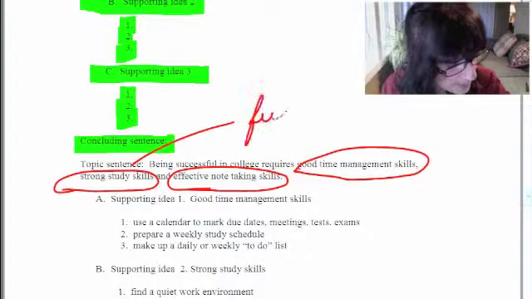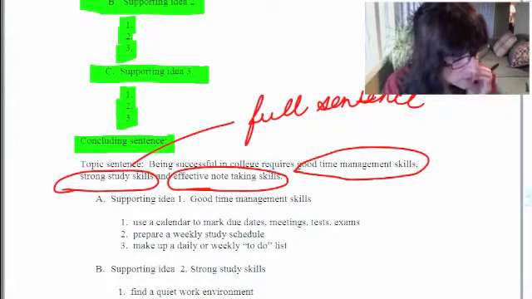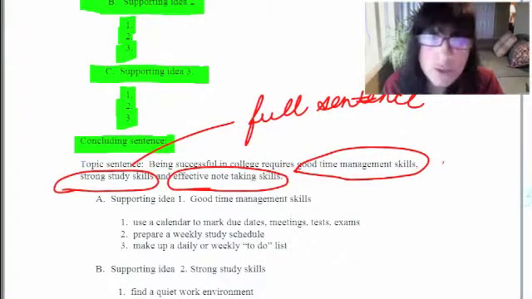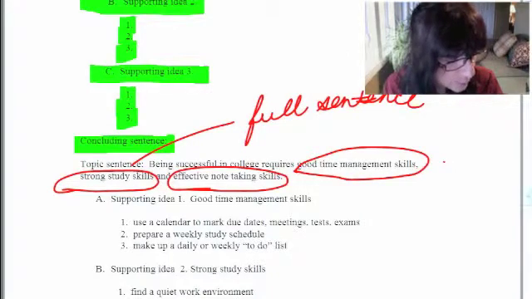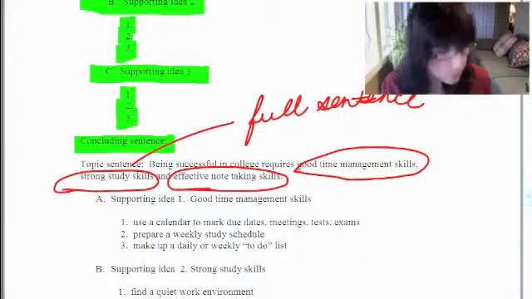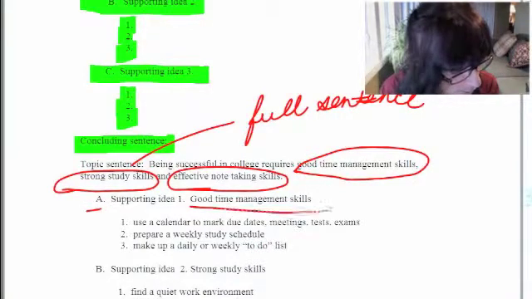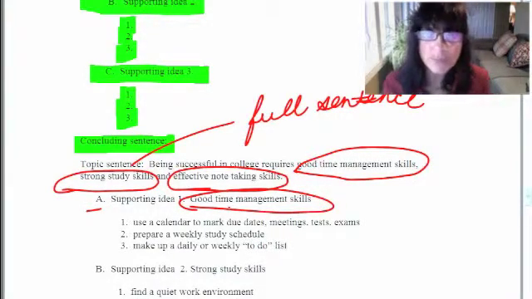So your topic sentence is always a full sentence, your opening sentence. So your full sentence is, being successful in college requires good time management skills, strong study skills, and effective note-taking skills. So your first part of the paragraph will be A, on good time management skills. So that's the first topic.